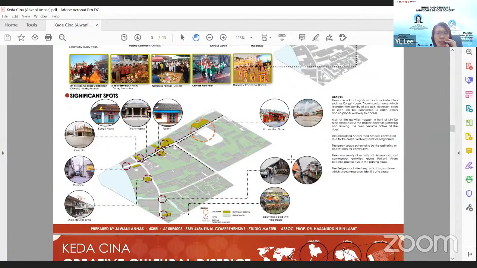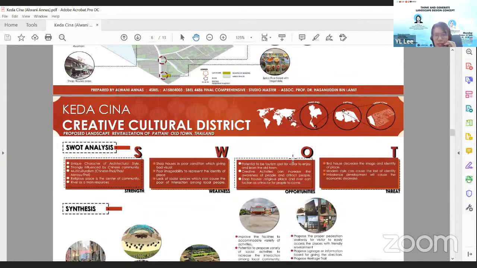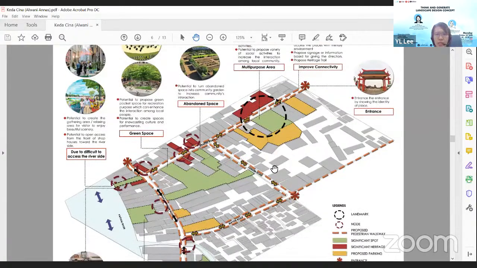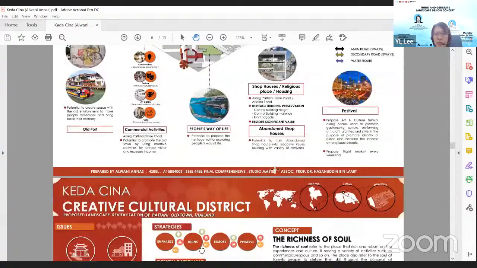Okay. All right. The SWOT analysis. Once you have done all the inventory and analysis, you can conduct the SWOT analysis to conclude what actually are the main site potentials or constraints, or the strengths of the site, of this Kedai Cina. In Thai they also call it Kedai Cina.